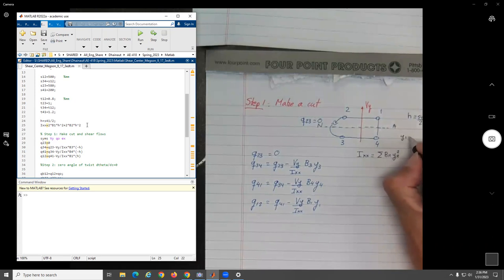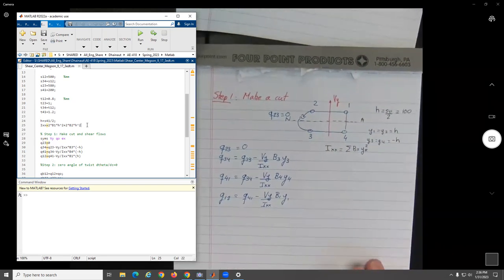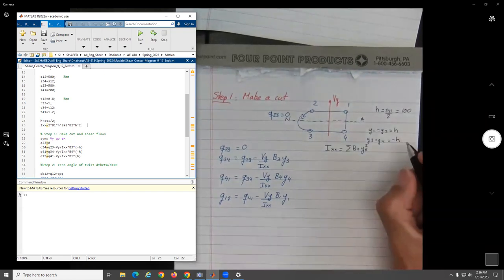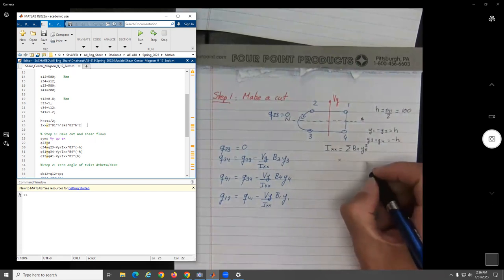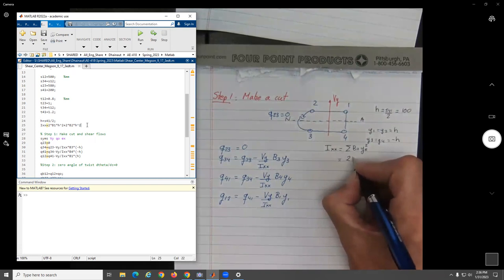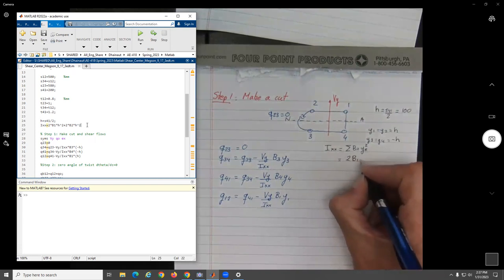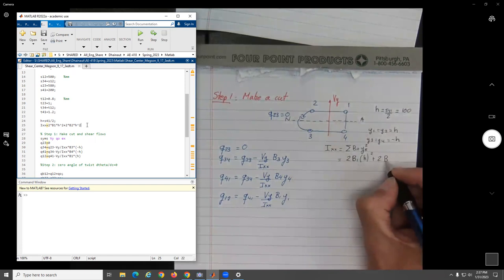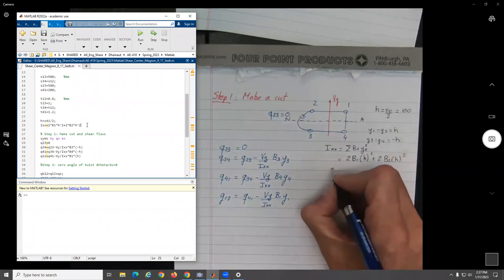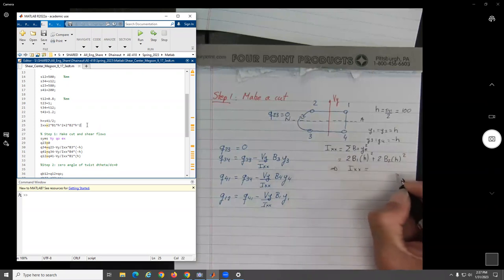Where Y sub 1 equal Y sub 2, if you want, would be equal to H. Y sub 3 would be equal to what, Y sub 4 would be equal to what? Negative H. Sorry, put it over here. Okay, so then you're going to have 2 times, since B1 equal B4, you're going to have 2 times this one here, B1 H squared, plus 2 times B2. Is that correct? Yeah, B2 H squared, and this is going to give you IXX equal to, we find out.